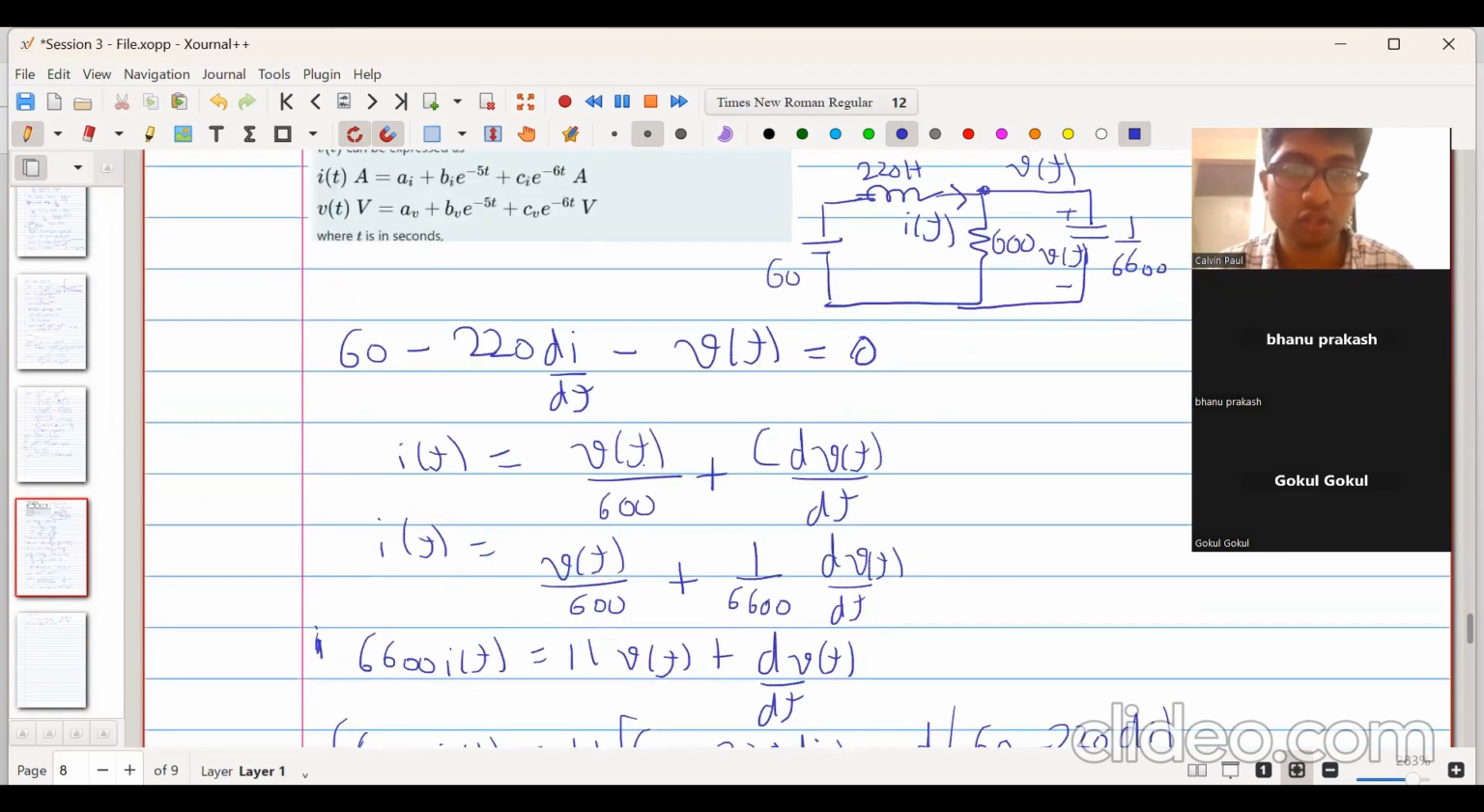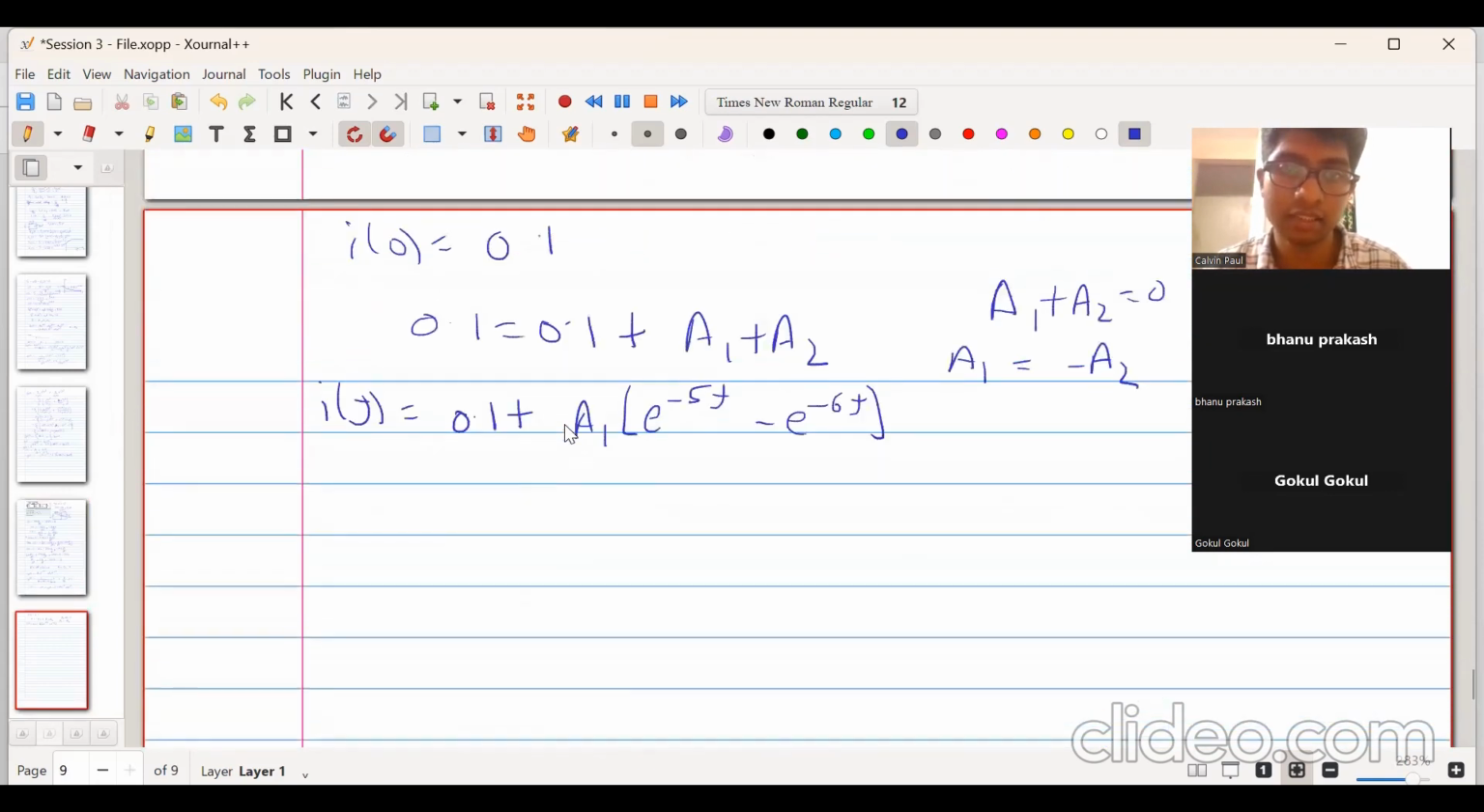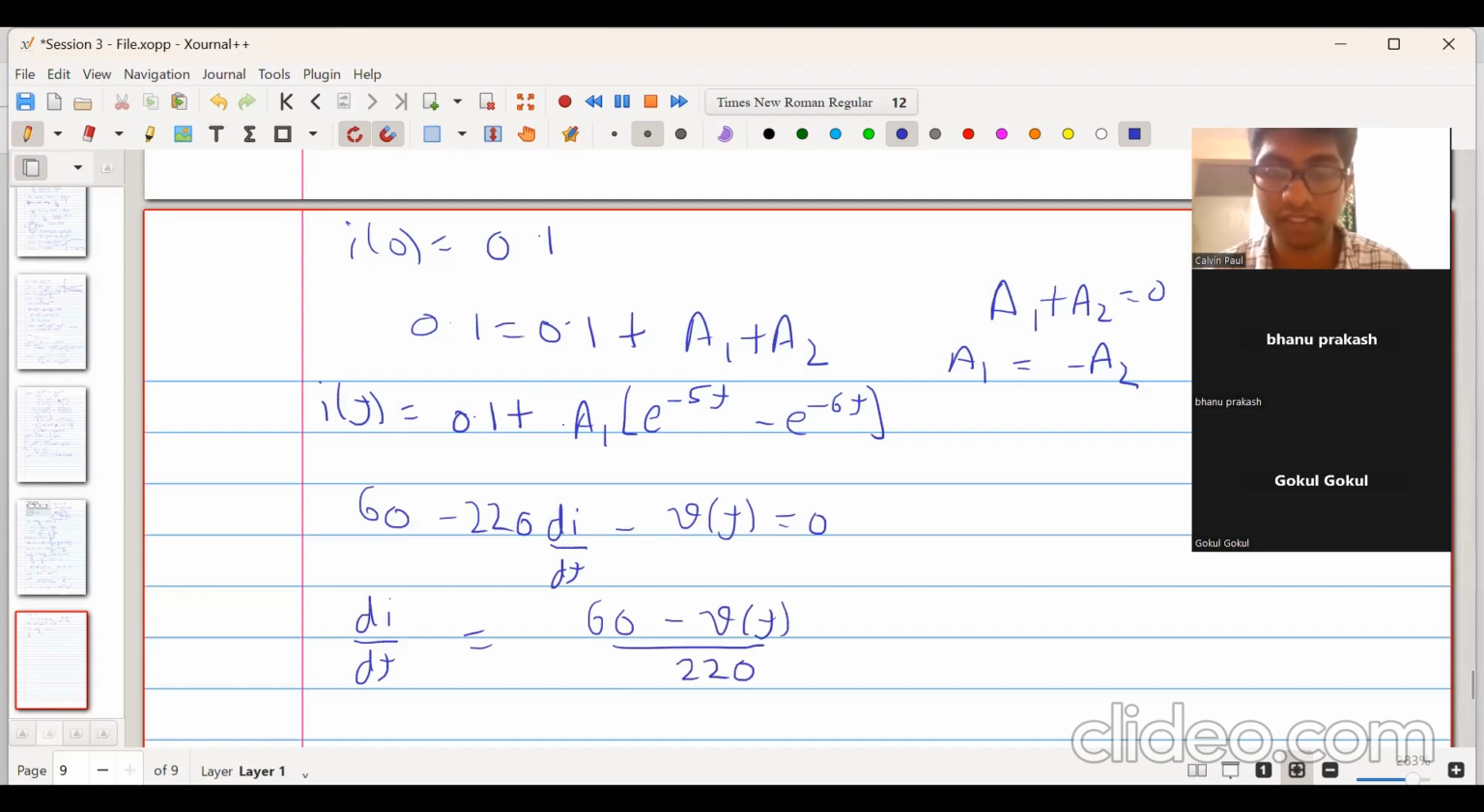Now we want to further solve this equation. We know 60 minus 220 di by dt minus v of t equal to 0. So we take that as 60 minus 220 di of dt minus v of t is equal to 0. So di of dt is equal to 60 minus v of t divided by 220.